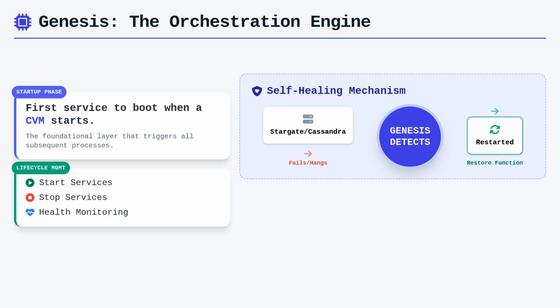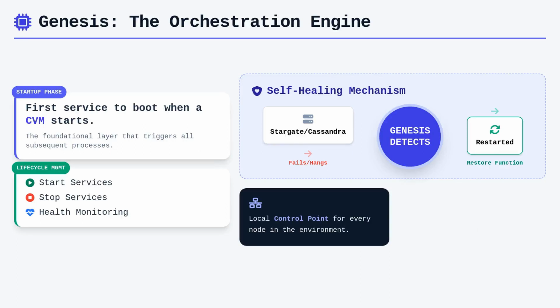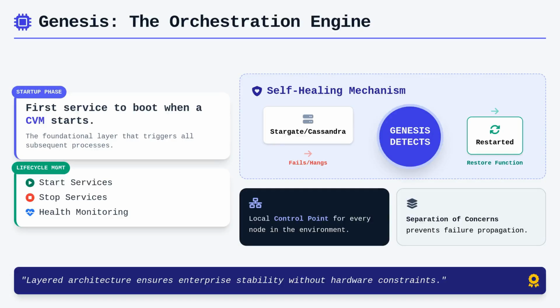It provides a reliable interface for cluster management tools, essentially acting as the local control point for every node in the environment. This layered approach, where specific services manage data, metadata, coordination, and orchestration, proves why the AOS architecture is so robust and capable of supporting complex enterprise workloads without traditional hardware constraints. By separating these concerns, Nutanix ensures that a failure in one subsystem does not propagate to another, maintaining the overall stability of the cluster in diverse operational conditions.